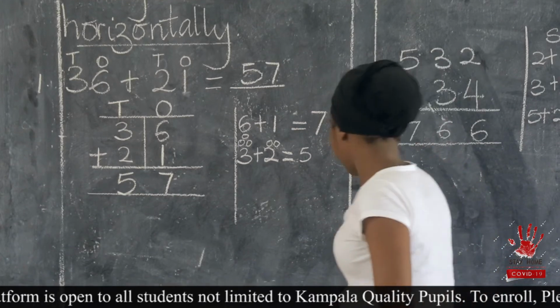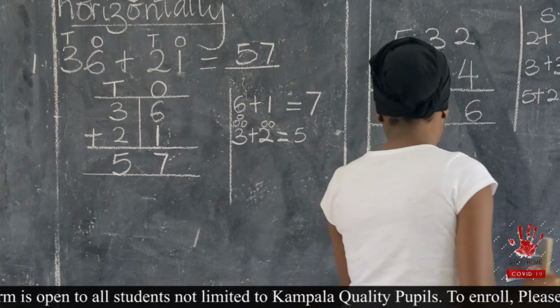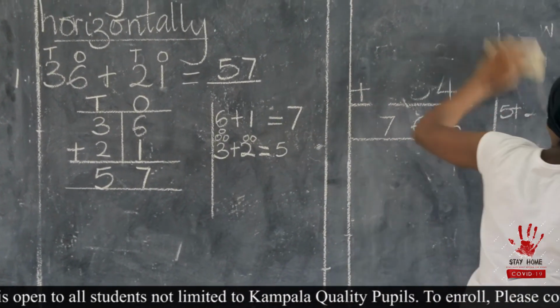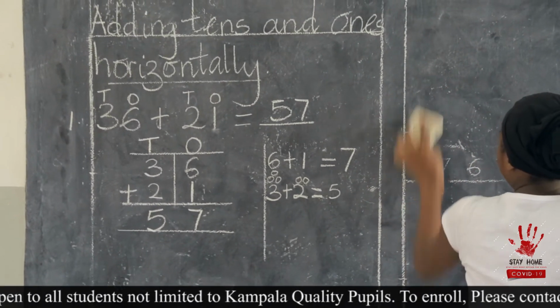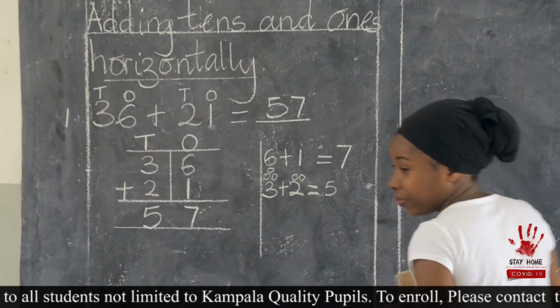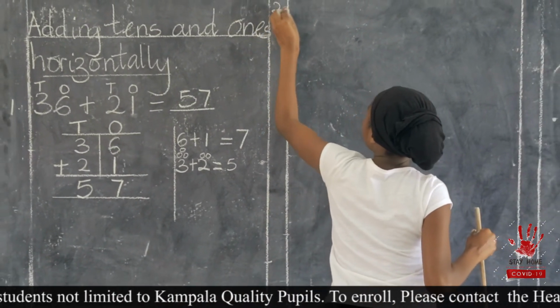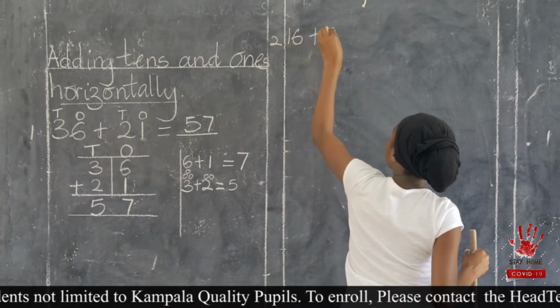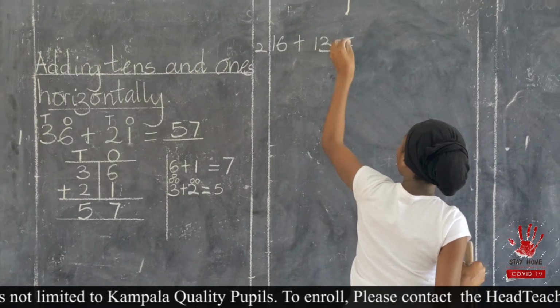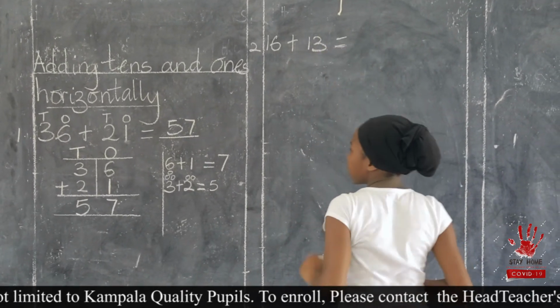We move on. We move on to the second example. My second example is 16 plus 13. What is 16 plus 13?